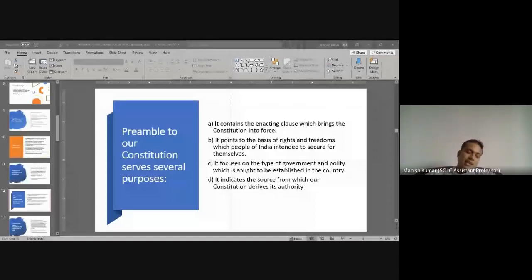It indicates the source from which our constitution derives its authority. So the constitution is deriving its authority from where? You will find the answer to this question in the preamble only. It's written, we the people of India.